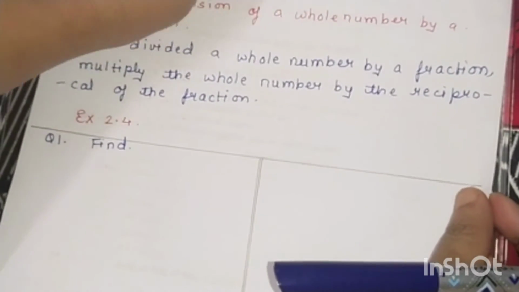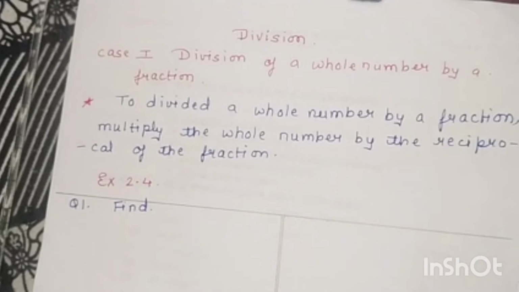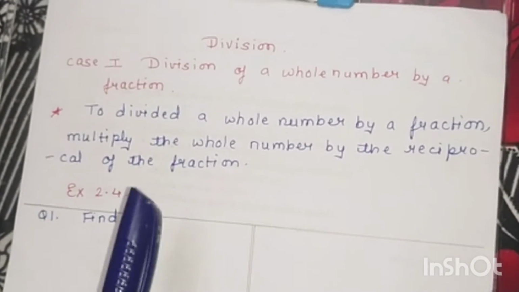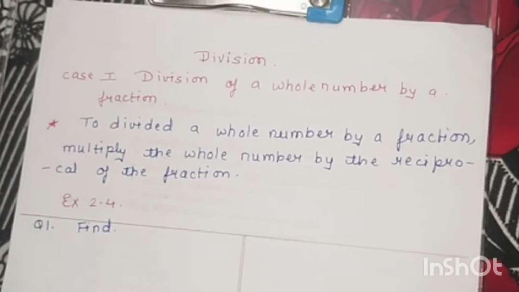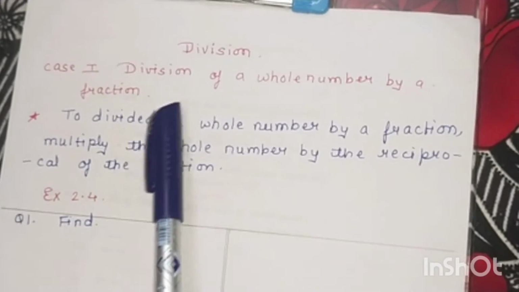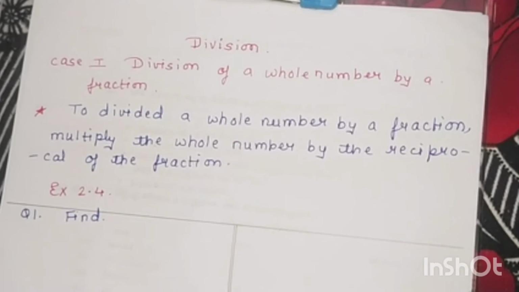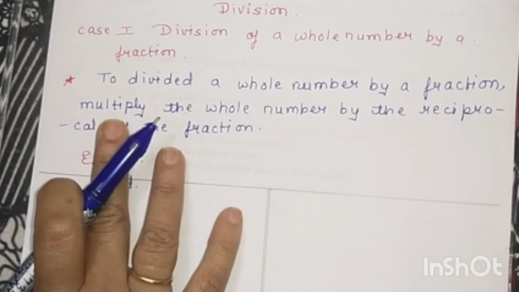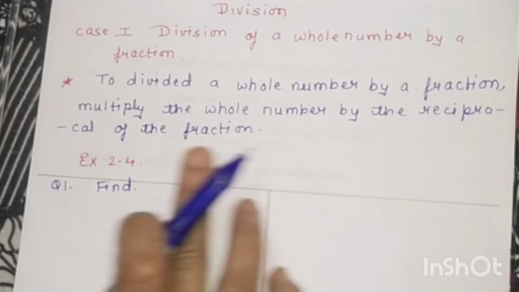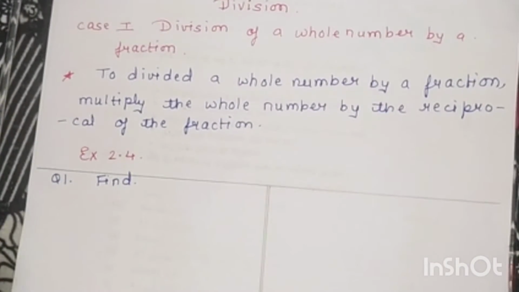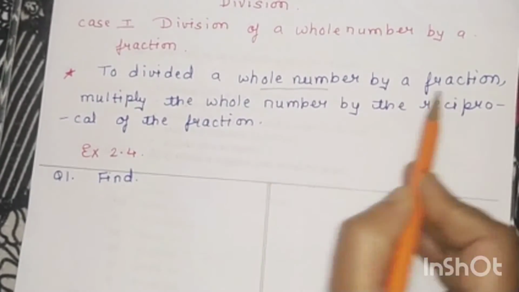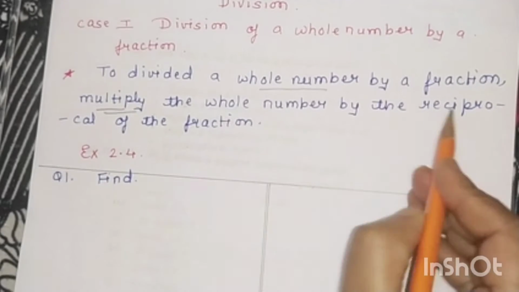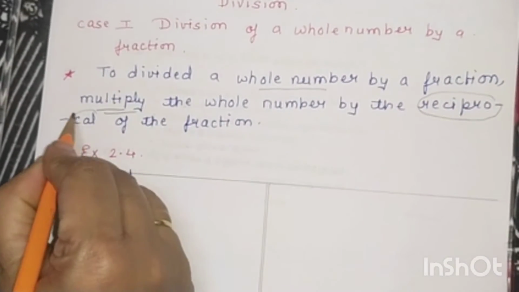Before we start the division, we will just understand the cases. There are two cases. The first case which we are going to discuss now is division of a whole number by a fraction. To divide a whole number by a fraction, multiply the whole number by the reciprocal of the fraction.